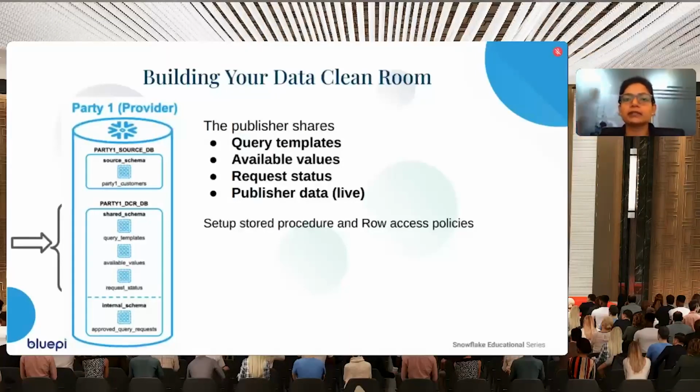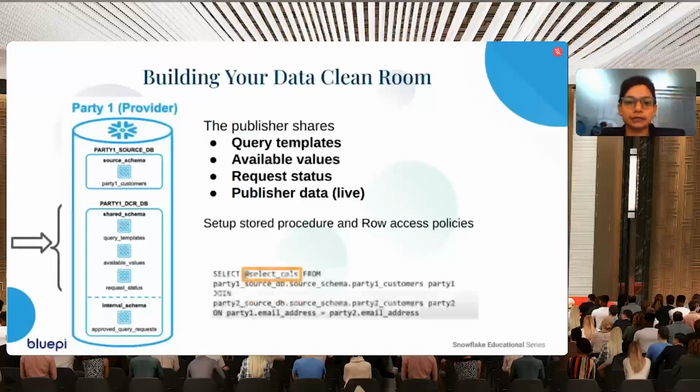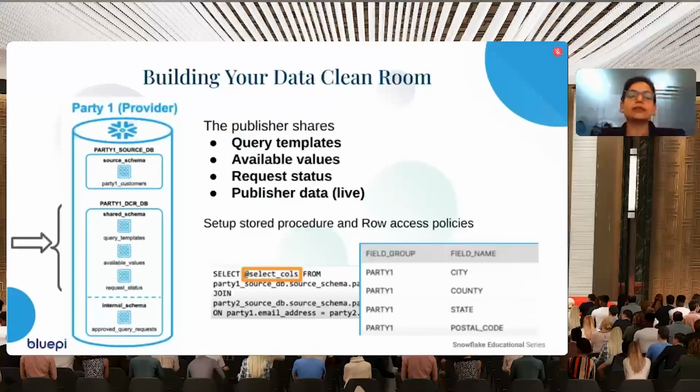Query templates typically include substitution parameters. For example, in this given query, the text after the symbol is the variable which will be replaced by some limited available values. The consumer can choose from this list of available values to substitute in the query template. This list of available values is stored in the party 1 available values table.